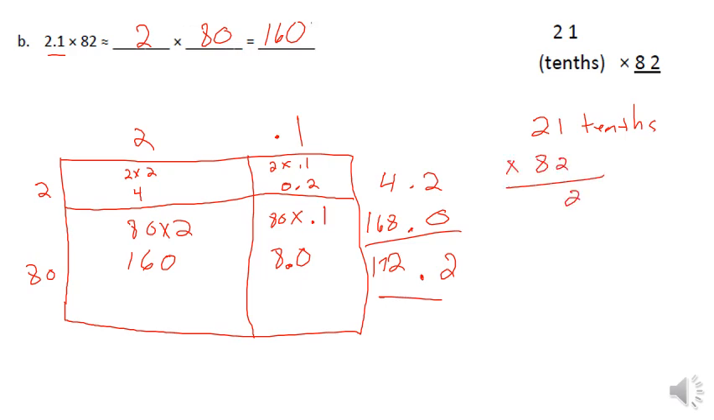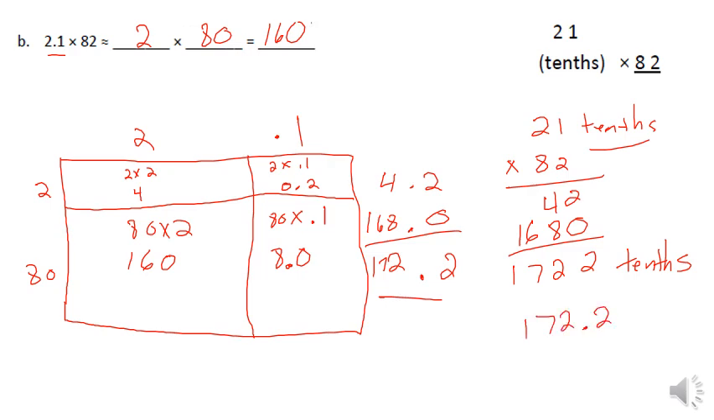2 times 1 is 2. 2 times 2 is 4. Put our 0, because now we're going to 8 instead of 80. 8 times 1 is 8. 8 times 2 is 16. We add them up. That's 2, 2, 7, and 1. Now, this is tenths, so we know it's tenths times ones, which will give us tenths. Now, we know our answer has to be approximately 160, so reasonable says it has to be 172.2. And also, if we say 1,722 tenths, then this has to be in the tenths place.